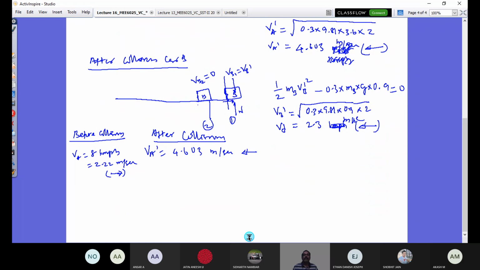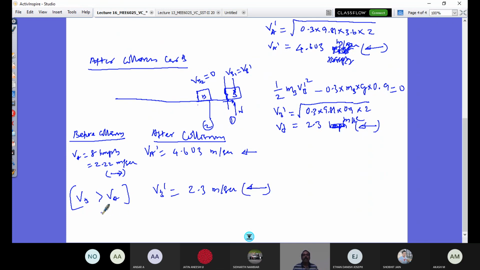That should be obviously because VB must be greater velocity. VB should be greater than VA. That's why it's changing. Let's find out whether it's so or not. And the other thing, VB dash, we have got now from the work and energy principle. It is 2.3 meter per second to left. So this is what we have got.